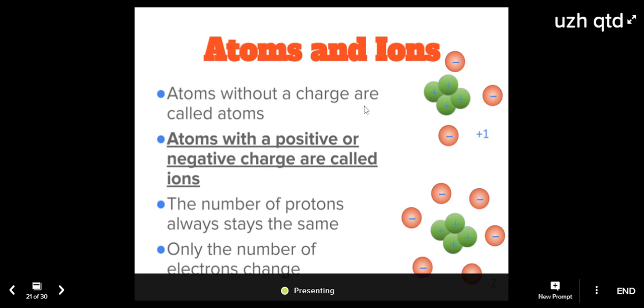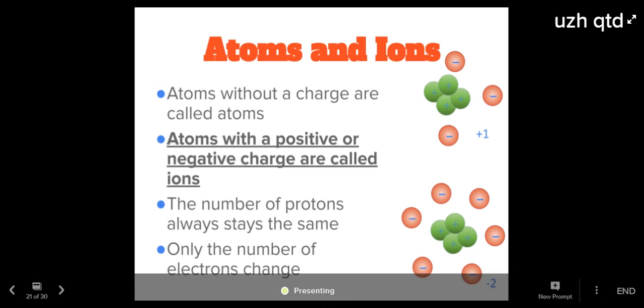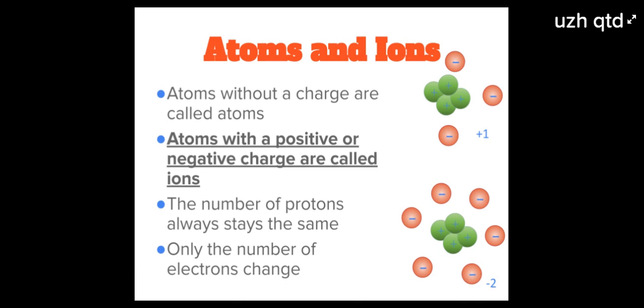A reminder that atoms without a charge are simply called atoms. Atoms with a positive or a negative charge are called ions. The number of protons always stays the same. Only the number of electrons changes.